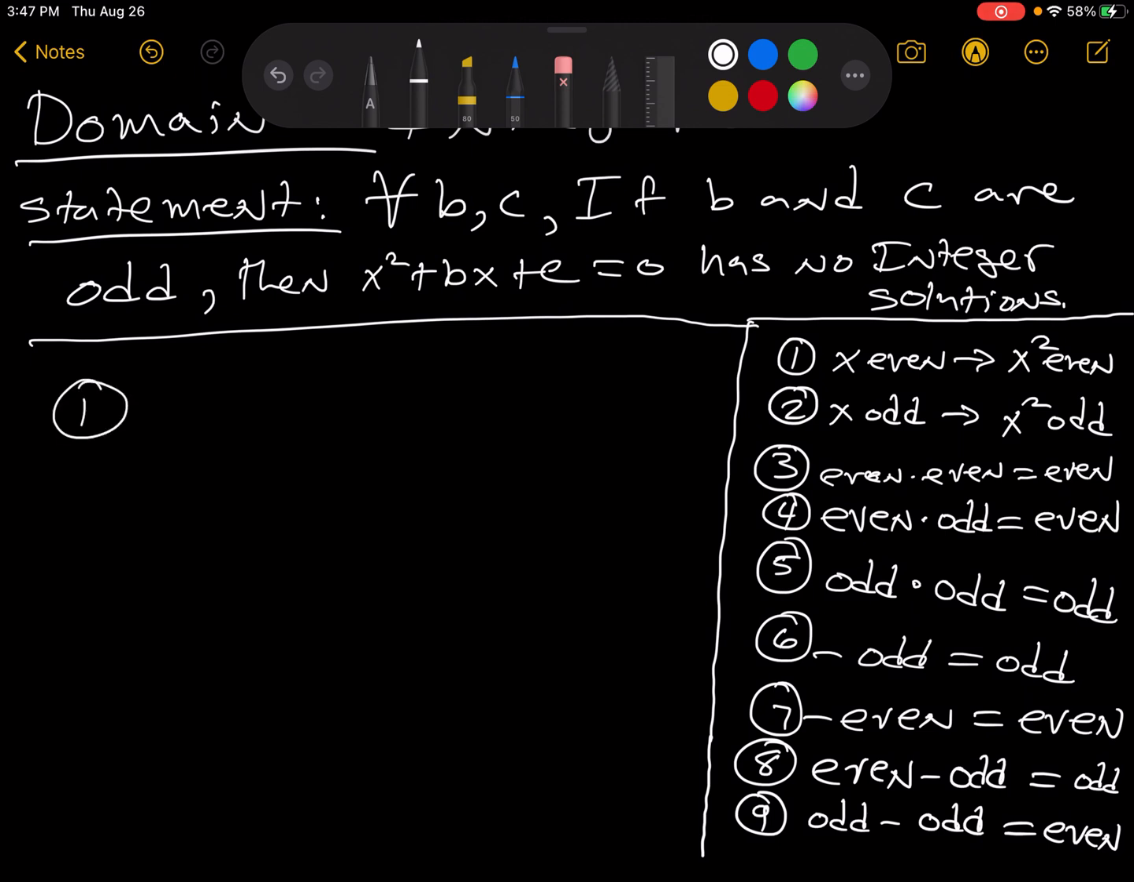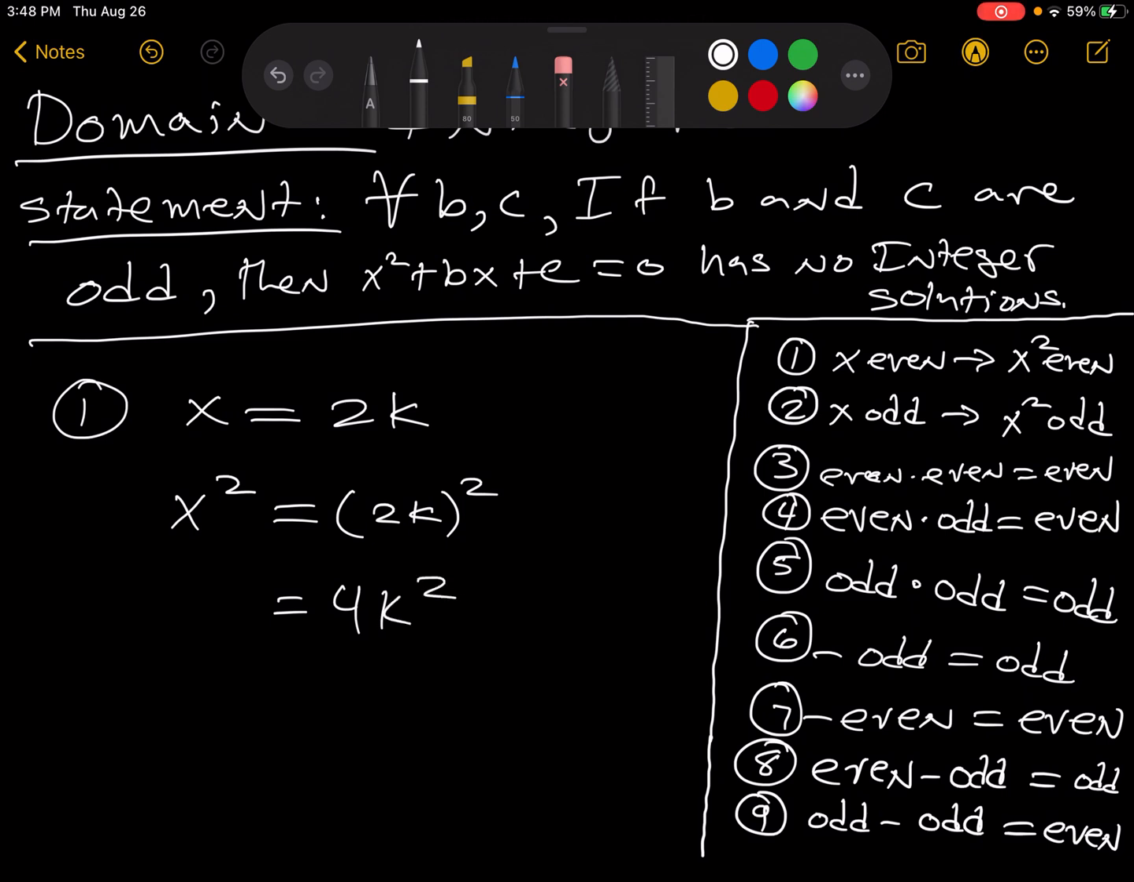1 says, if x is an even integer, then x squared is even. Okay, so if x is even, that means x equals 2k, where k is an integer. So that says that x squared is equal to (2k) squared, which is 4k squared, which is 2 times 2k squared. If k is an integer, so is 2k squared. So x squared is even.